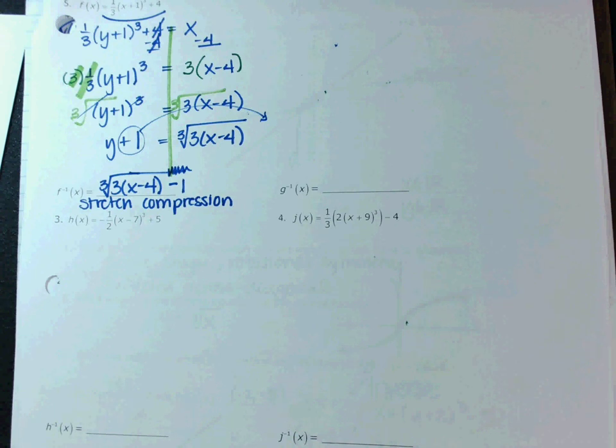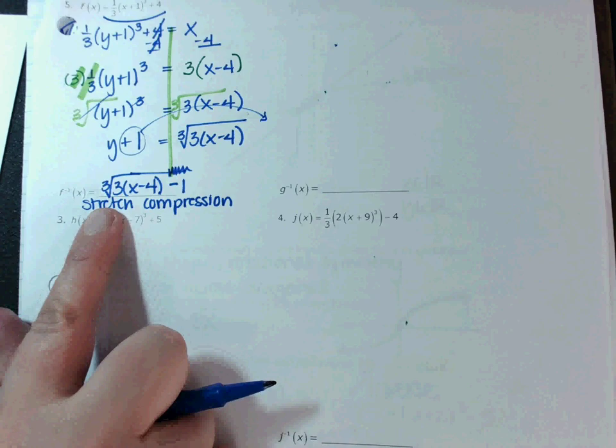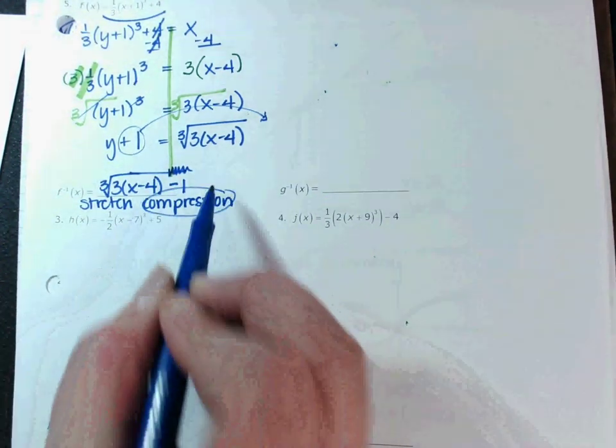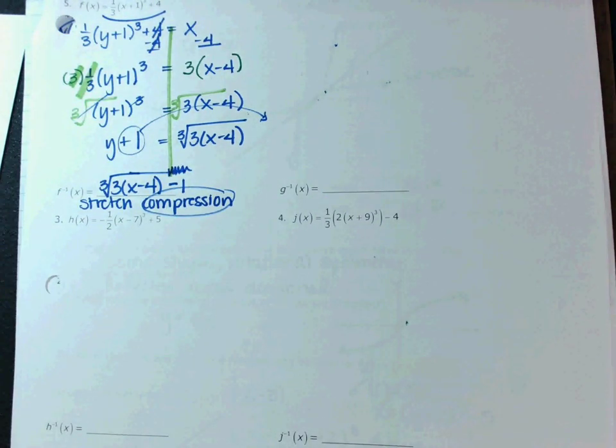If it's inside the root, remember it switches it. So normally 3 would be a stretch, but it's a compression, because if it's inside, it switches up the rules. Okay? Alright, go down to number 3.